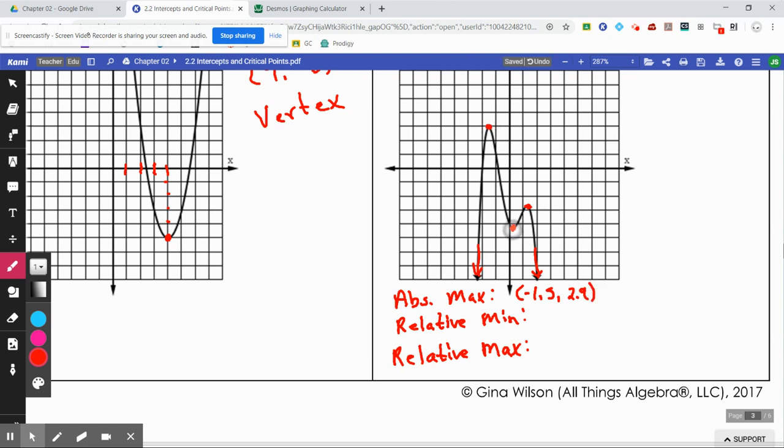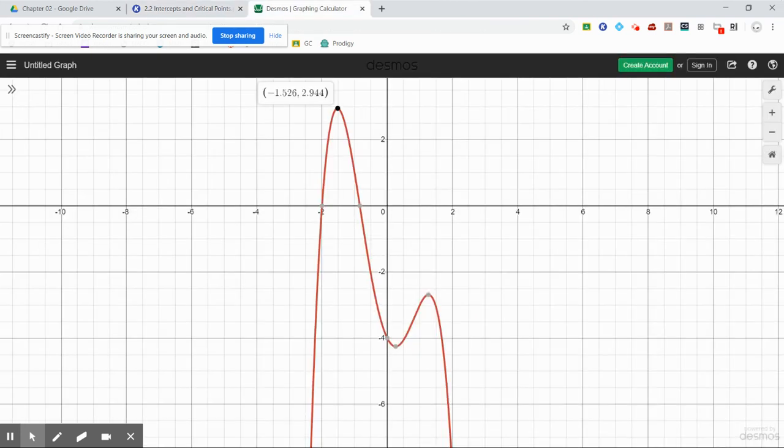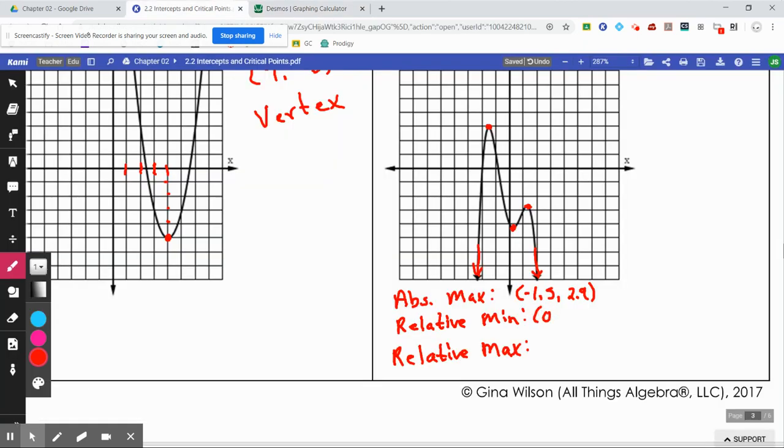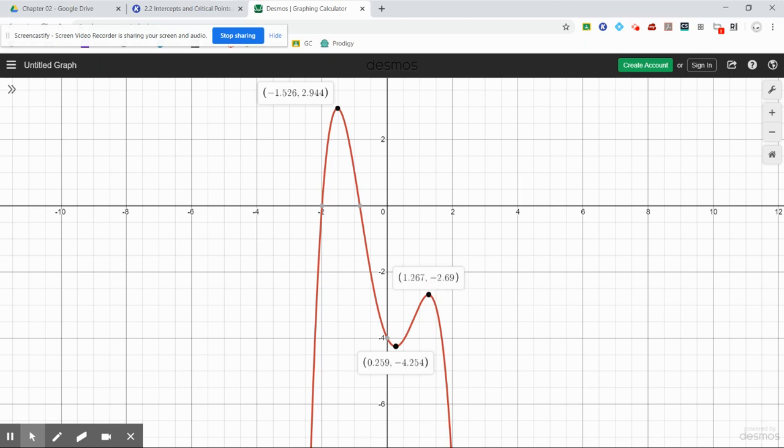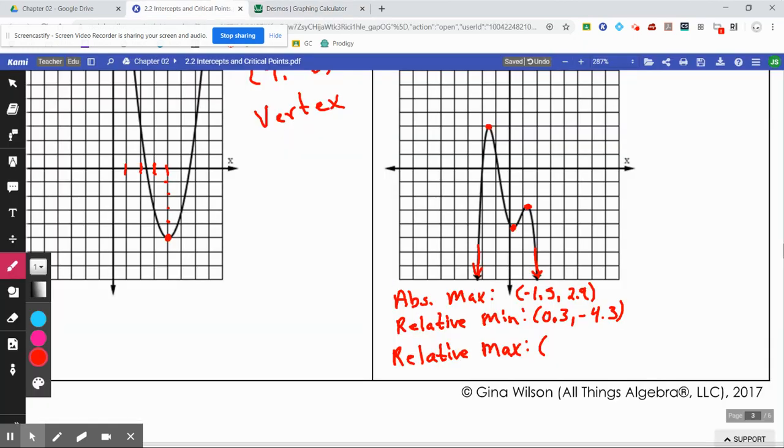Now let's find this relative minimum right here, which is located here. So that's about 0.3, negative 4.3. That should be a decimal there. And then we have another relative maximum right here, and it is located at 1.3, negative 2.7. So there's all your critical values, or all your maximums and minimums.